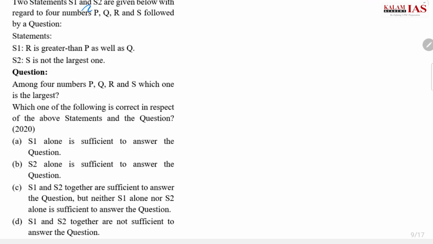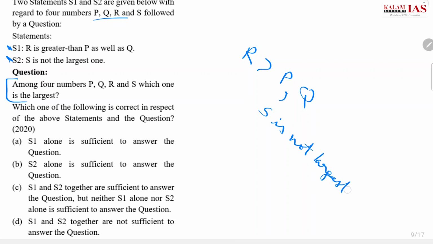In this question, two statements are given and we have to find which statements are sufficient to answer the question given here. So for P, Q, R, S there is a relation given between them. The first statement says R is greater than P as well as Q. So R is greater than P as well as Q. Now S is not the largest one. S is not largest. Now we have to find among the 4 numbers P, Q, R, S which one is the largest.